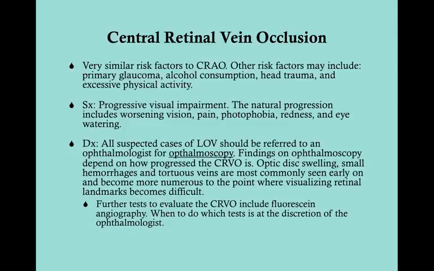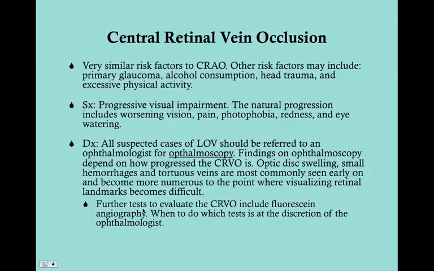All suspected cases of loss of vision, as mentioned, should be referred to an ophthalmologist for formal indirect ophthalmoscopy. And the findings on ophthalmoscopy depend on how progressed the CRVO is. So typically with CRVO, we see a certain degree of optic disc swelling. There's going to be a certain amount of hemorrhages, and you may see some tortuous veins. But as it progresses, you're going to see a more swelled optic disc. You're going to see more and more and larger hemorrhages, and a lot of times the hemorrhages get in the way to where you can't see the veins, even if they are tortuous. So I'll show you some examples.